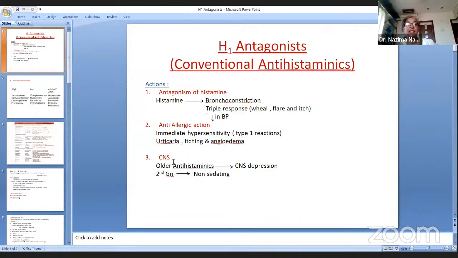Now on the CNS, these drugs, especially the older antihistaminics, cause CNS depression because they pass the cerebrospinal fluid, enter the brain and cause CNS depression, whereas the second generation antihistaminics do not penetrate the brain, and therefore they are non-sedating as such.